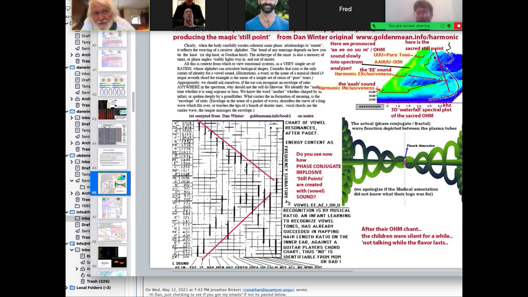So I've said that and I've made a caduceus. Do you see why the central still point at the end of a properly pronounced Om is in fact implosive? That's the three-dimensional power spectrum.